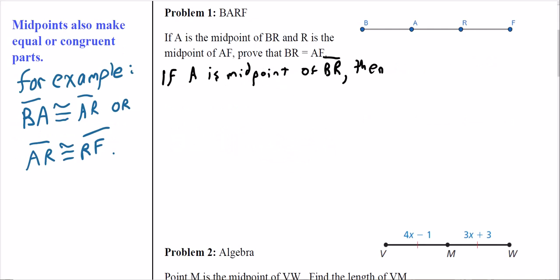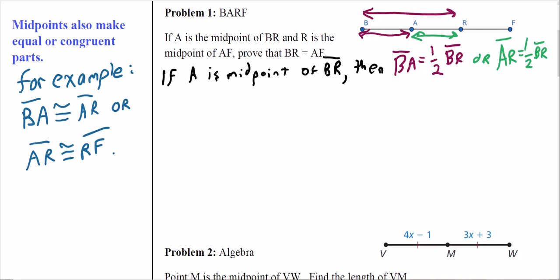If A is a midpoint of BR, then what do we know? What can we say? Well, by definition of the midpoint, we can say that if A is a midpoint of BR, then this length is half of the entire length. We can also say that about AR.